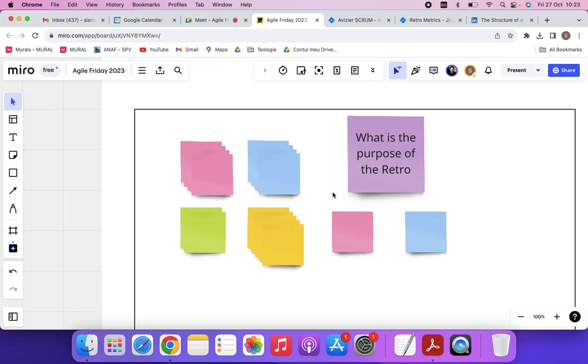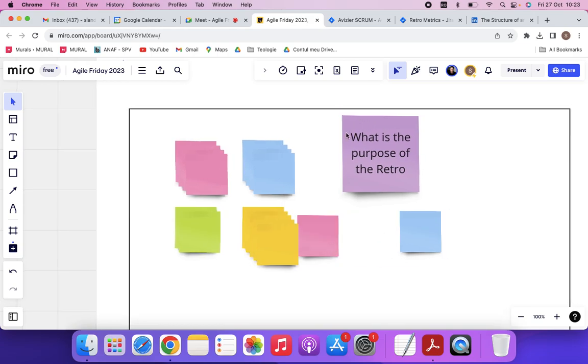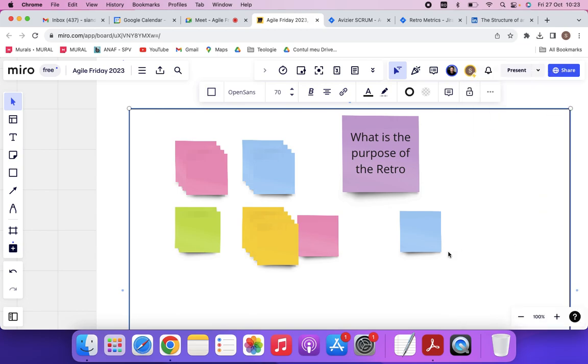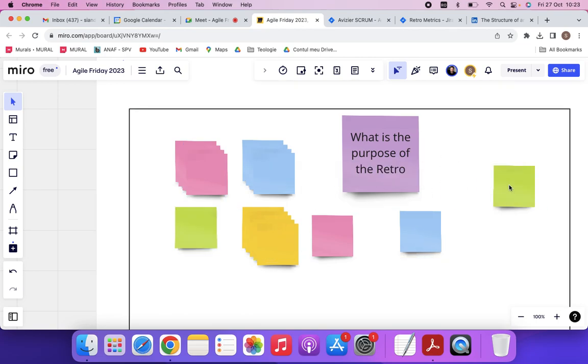So let's try to summarize. Pick a sticky note in the section "What is the purpose of the retro?" Let's try to summarize a little bit. I will also add my ideas, and I will start the timer. One minute. Let's think for one minute: what's the purpose of the retrospective for our teams?